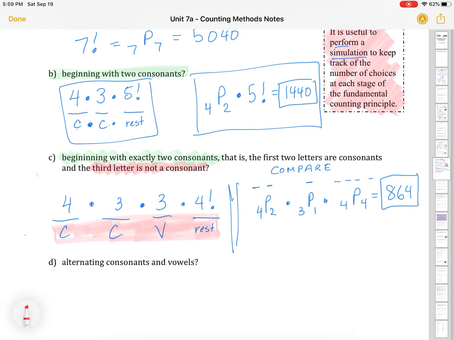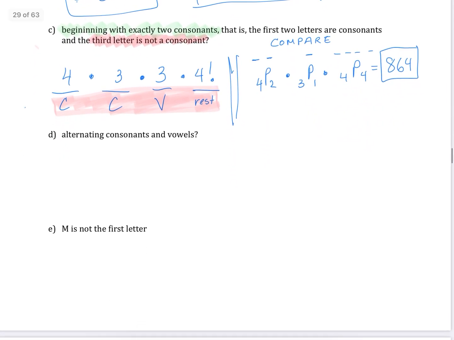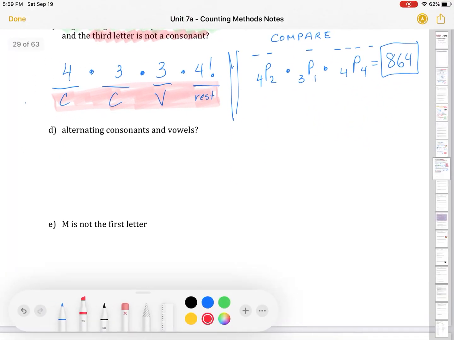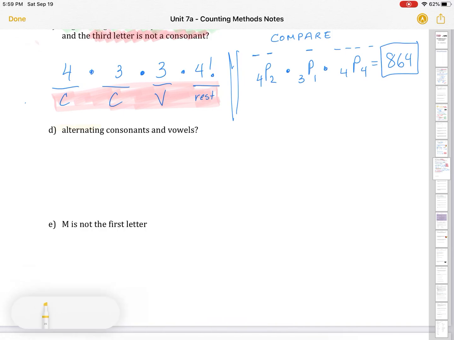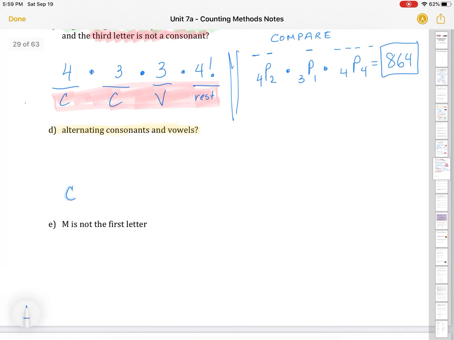It is very convenient to do this mapping out, this simulation, so you're saying, okay, what's going on? And then mapping out your strategy math-wise. So let's look at the next one. In the next one, we have alternating consonants and vowels. Let's map that out.